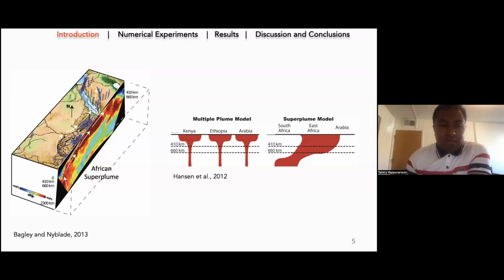But this northward mantle flow known as the African super plume is not the only mantle flow model in the East African Rift. There are some authors that suggest that there are distinct plumes beneath distinct rift segments, like in this figure.